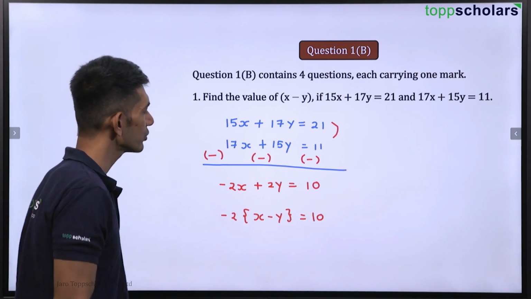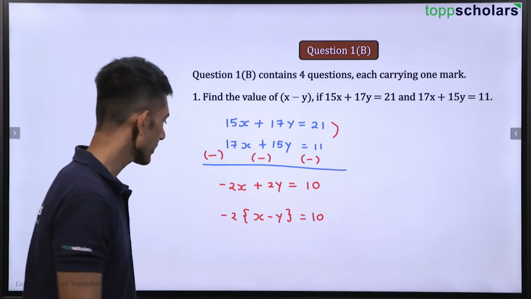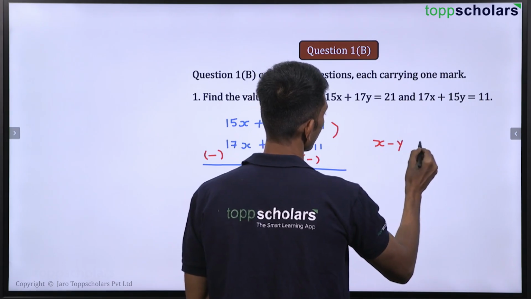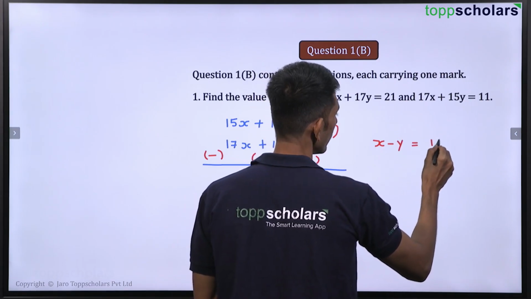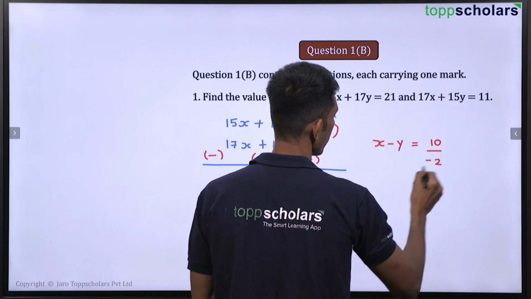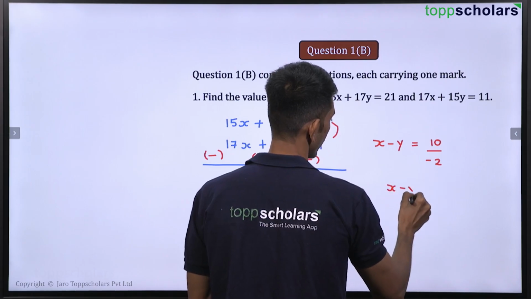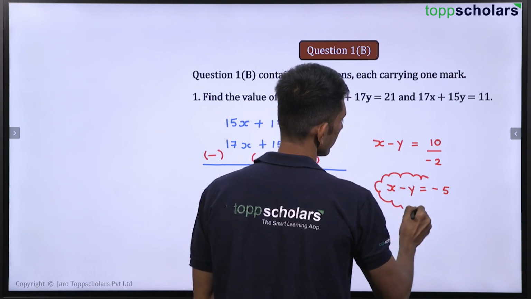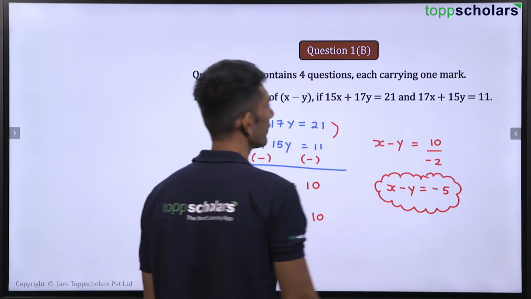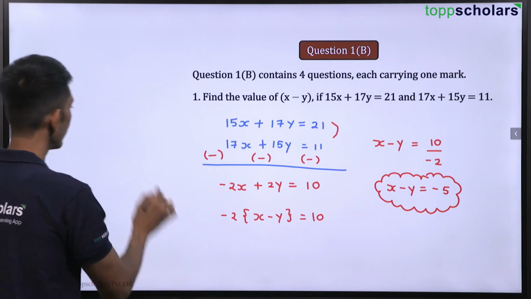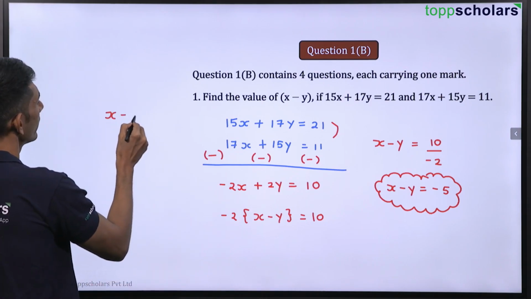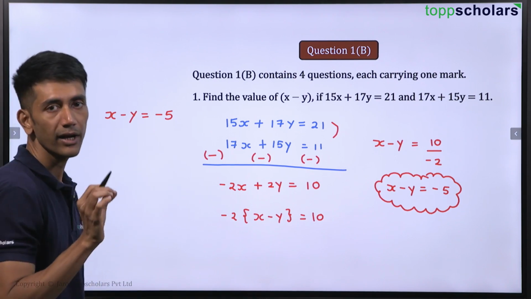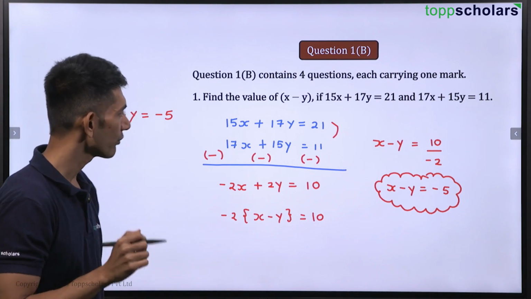I can divide minus 2, right? Just divide minus 2 here. So x minus y is equal to 10 divided by minus 2. So x minus y is equal to minus 5. And yes, we got the value of x minus y. The value of x minus y is equal to minus 5. I hope this question is easy and clear to all of you.